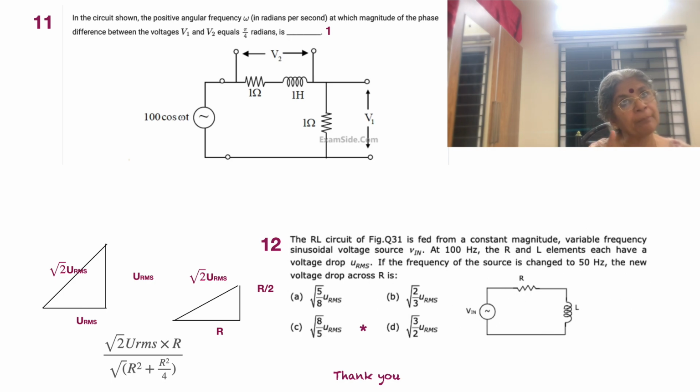Then multiply this current by R to get the voltage across the resistance R. Both the R's cancel, and you have root 5 in the denominator, and root 4 goes up as root 4 into root 2 equal to root 8. In that sense, answer C is correct.